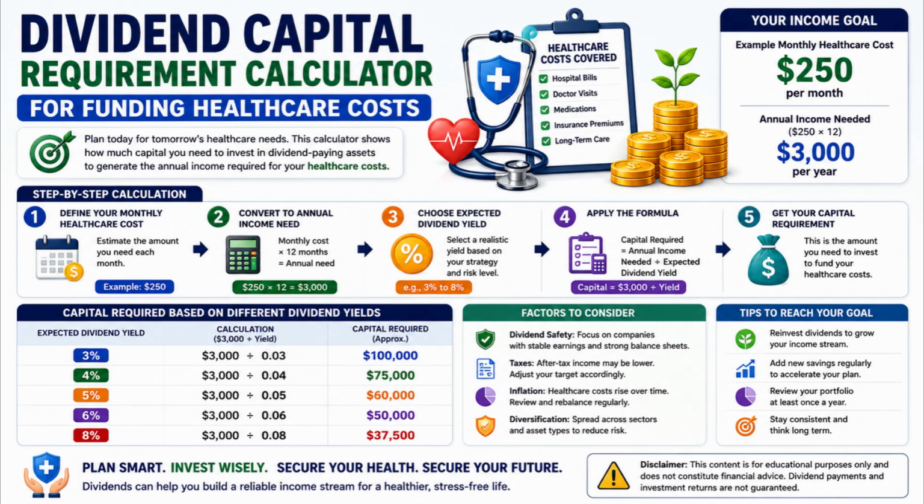In addition, taxes should be included in the plan because the dividend income received after tax may be lower than the amount shown in the basic calculation. Therefore, investors may need additional capital to produce the desired net healthcare income. Inflation is another important consideration because healthcare expenses may rise over time. As a result, the monthly income goal should be reviewed regularly, and the portfolio may need to generate growing dividends to maintain purchasing power. Moreover, dividend safety should remain a priority.